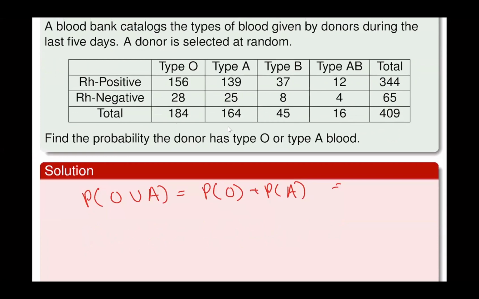So how many people have type O blood? 184. There you go, perfect. So 184, and you divide this by the total. The total is 409. How many people have type A blood? 164. Yeah, 164 over 409. So then if I go 184 plus 164 over 409. Let's do that. So you got 184 plus 164.